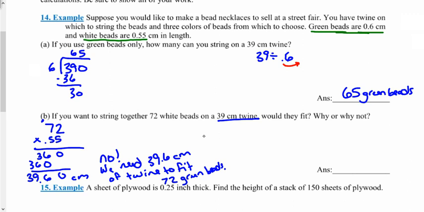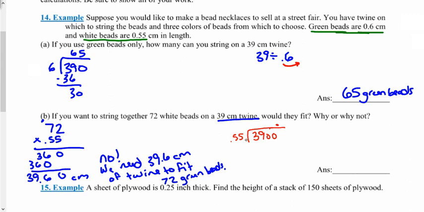Now, there's another way to do it here, and that is to say, why don't we take 39 centimeters and we'll divide it by 0.55? Because I know that a white bead is 0.55 centimeters in length. And so if it's 0.55 centimeters in length, then I'll just divide them, and we'll see if it fits. So I first got to move this over 2 places. I'm going to move the decimal here over 2 places, over to there. Now, if I divide these, and if I get 72 or more, then I would say, yeah, they fit. If I don't get 72, it doesn't fit.